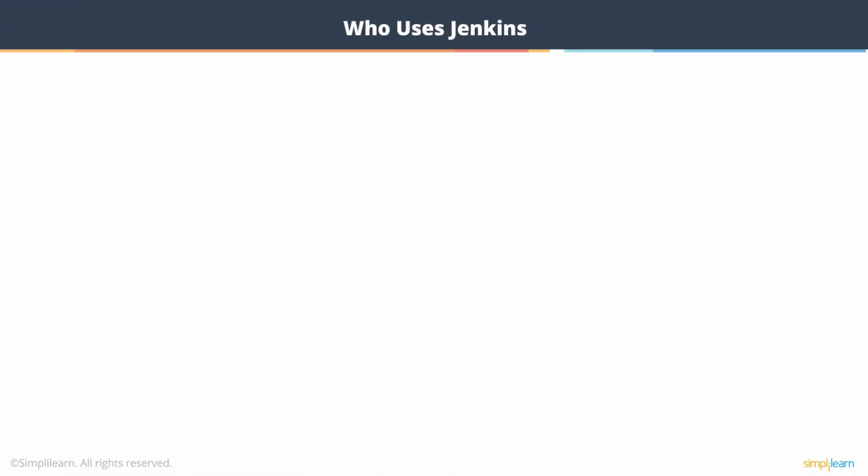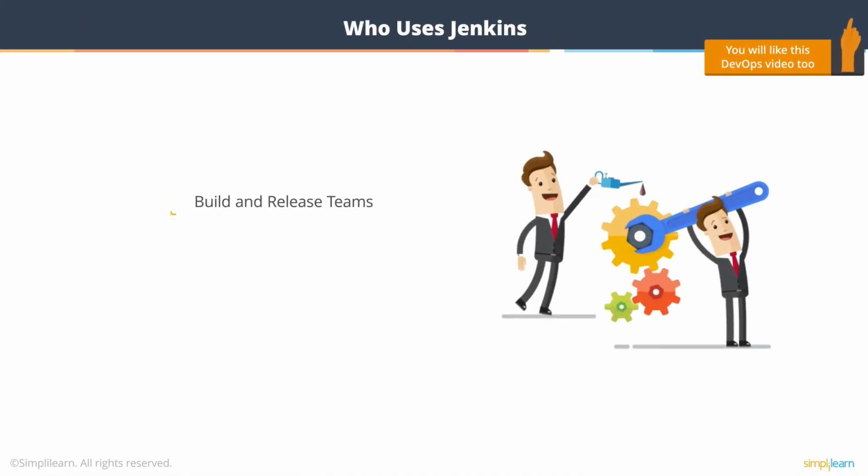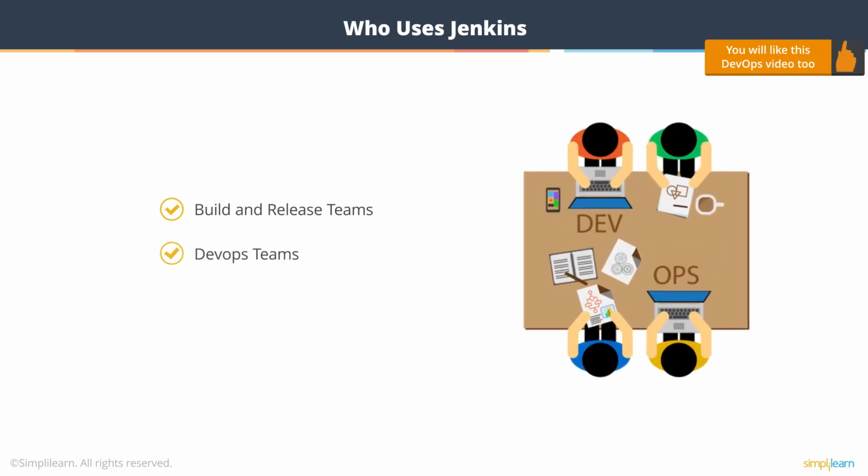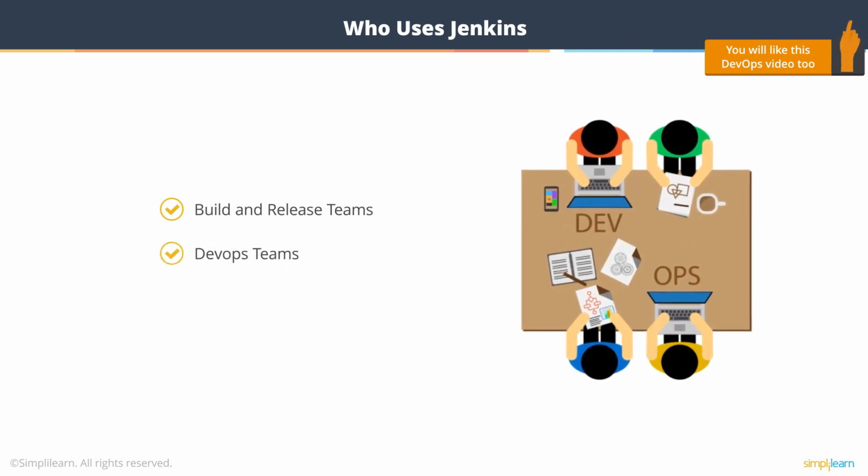Okay, now let's take a look at who uses Jenkins. Primarily build and release teams of organizations, who are responsible for building software and releasing it into production servers. DevOps teams, which manage the environment as well as the automation framework, like Chef or Ansible, use Jenkins for running their configuration management tool agents.